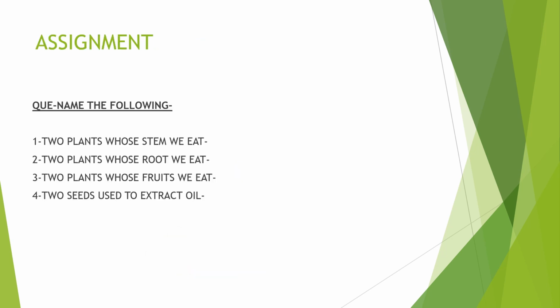Now here's an assignment for you. Name the following. The first is two plants whose stem we eat. Second, two plants whose root we eat. Third, two plants whose fruits we eat. And fourth, two seeds used to extract oil.